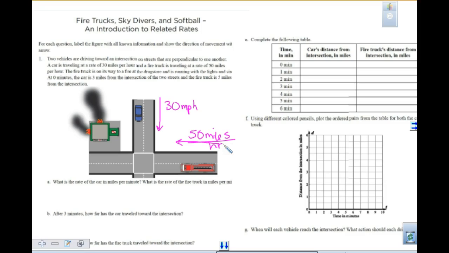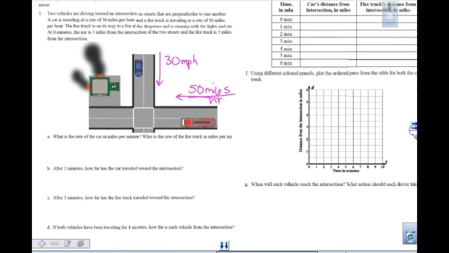The fire truck is on its way to a fire at the drugstore and is running with the lights and siren. At 0 minutes, the car is 3 miles away from the intersection of the 2 streets, and the fire truck is 5 miles from the intersection.